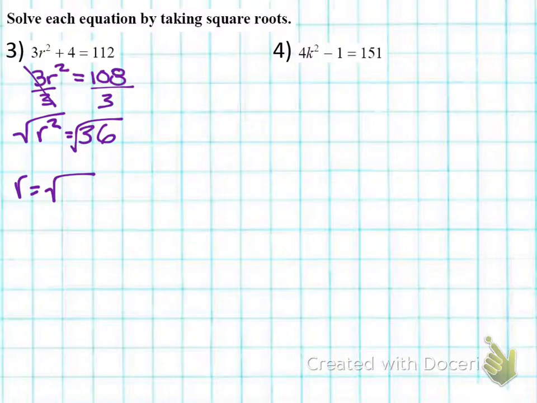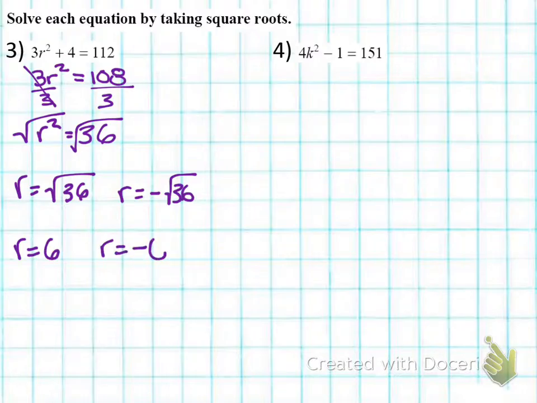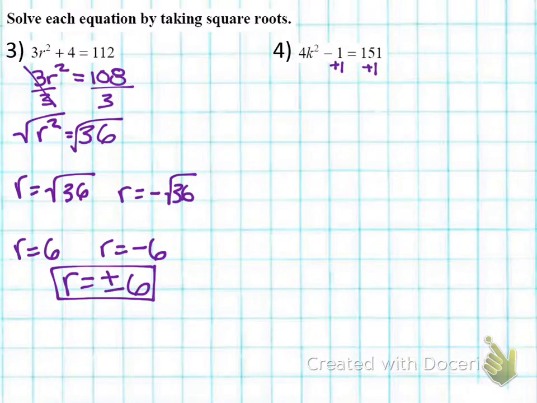When we go to take the square root of both sides, we have to consider the positive and the negative case because both of those squared will give us 36, right? So I know either r equals the positive square root of 36 or r equals the negative square root of 36. Which tells me r equals 6 or r equals negative 6, which I could write as my final answer together: r equals plus or minus 6.